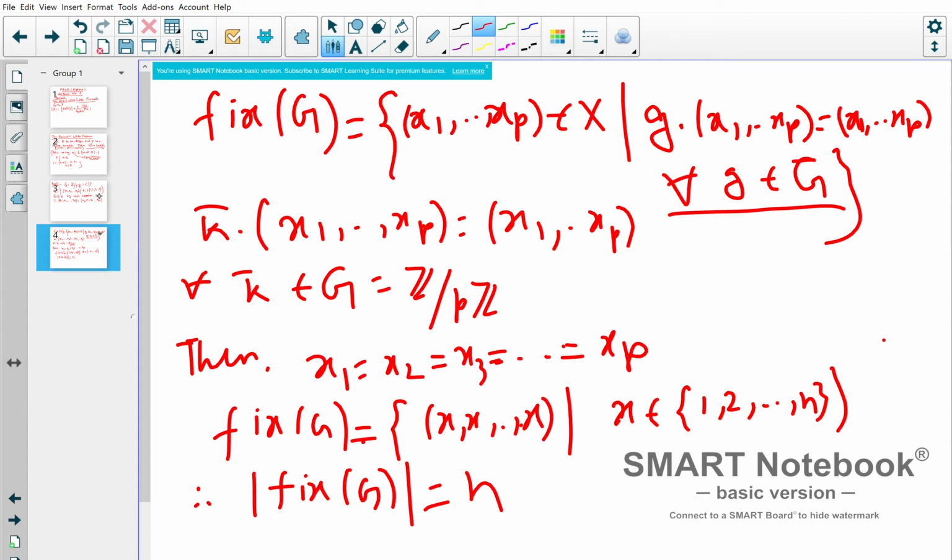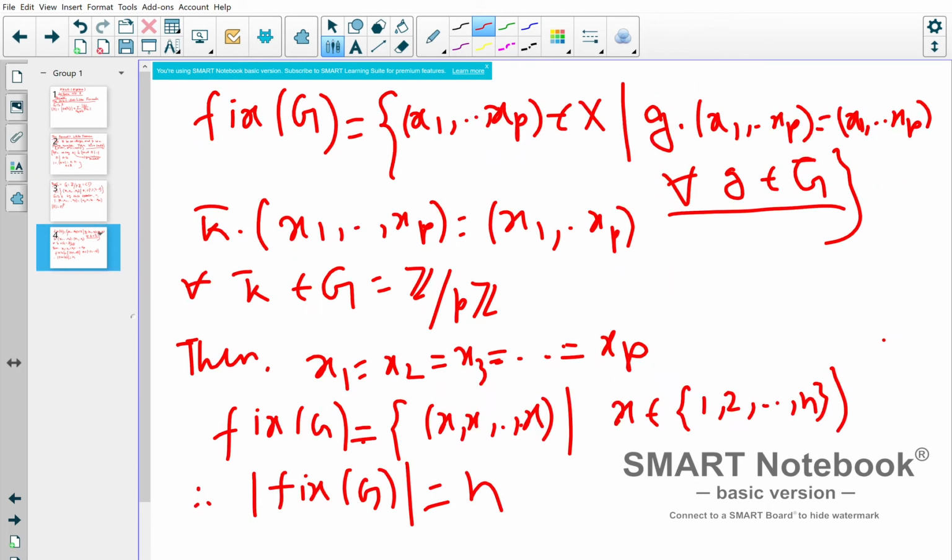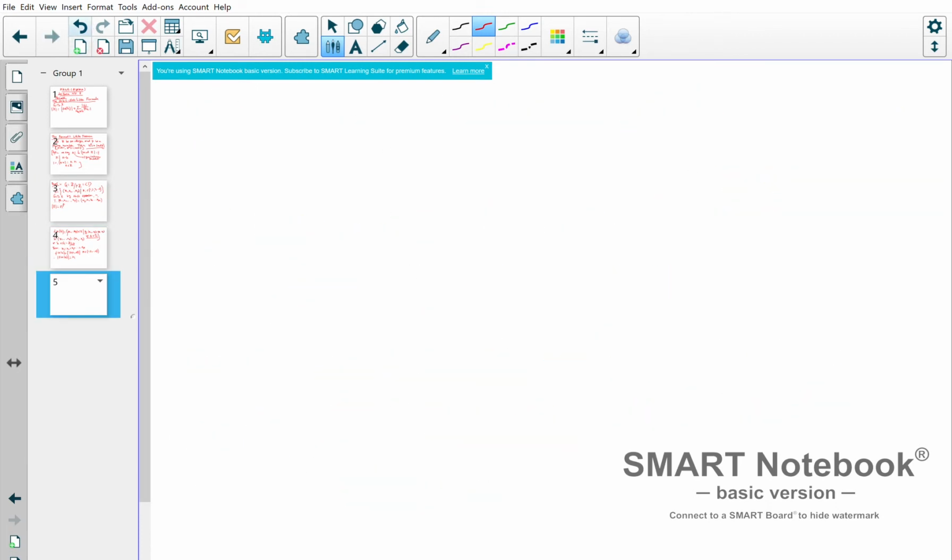Okay, so on the other hand, let me just ask you, what is the cardinality of X? Now this is simple, right? For each xi, you have n many choices, and then you have p many places, and this answer is n power p, right? So you already have two parameters that you already know. Now what does the orbit formula tell you?